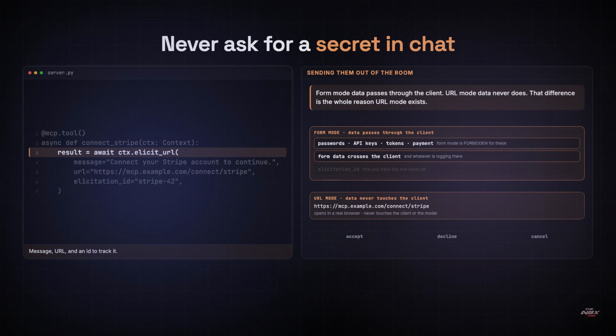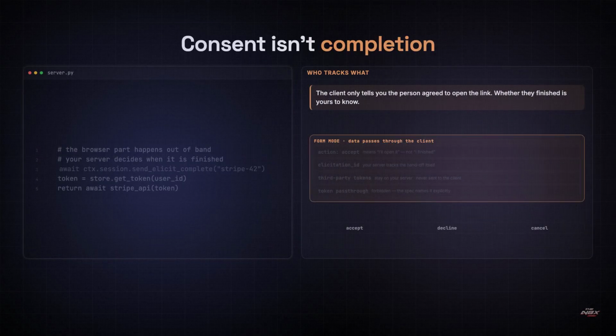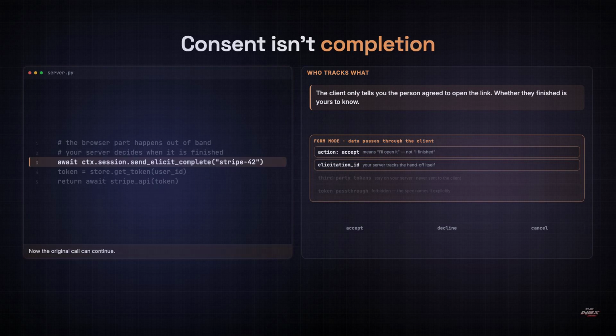ctx.elicit_url takes the message, the URL, and an ID you'll use to track that particular handoff. There's a subtlety here that causes real bugs. What the client sends back only says the person consented to open the link, not that they finished whatever was on the other side. The interaction happens out of band, so the client genuinely doesn't know how it went, which is exactly why you passed an ID. Your server tracks that handoff itself and decides when it's done. When it is done, you tell the client with send_elicit_complete, and the original call can carry on.